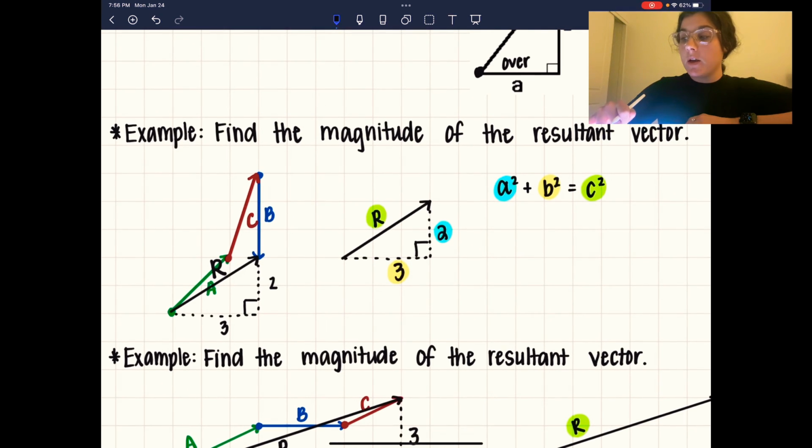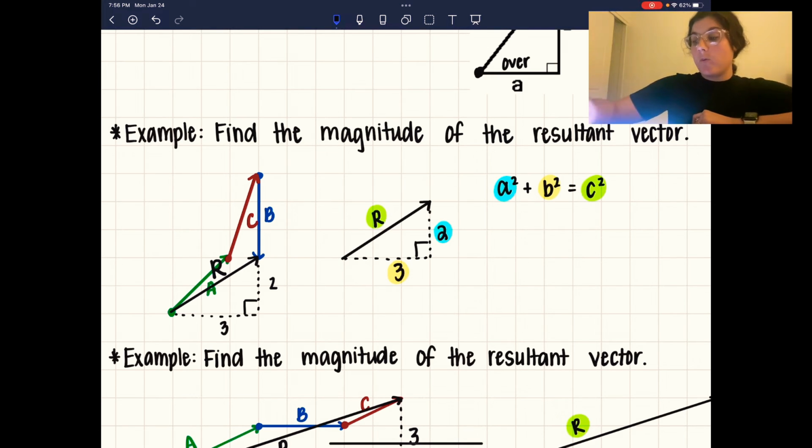So let's say that we were adding vectors A, B, and C together, and our resultant vector is pictured here. It's over to the right 3 and up 2. If I were to redraw this vector over here in this allotted space that I've got, I can see that it does make a right triangle. My side lengths are 3 and 2. My A side length, I'm just going to plug in 2 for A. My B side length, I'm just going to plug in 3 for B. And my magnitude of my resultant vector is going to be my C side length.